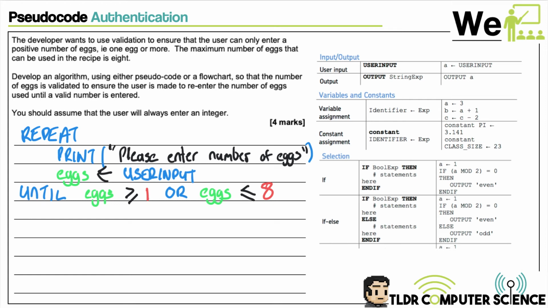So what we need to say is it's not just a case of or. Both will need to be true. And so the way we'd write it is we'd say, and it's true. And so what's going to happen is it's going to keep asking these questions until this happens. The developer wants to use validation to ensure the user can only enter a positive number of eggs. Boom. The maximum of eggs is used as 8. Boom. Develop an algorithm to ensure the user is made to re-enter the number of eggs until a valid number is entered. Oh, done. Piece of cake.